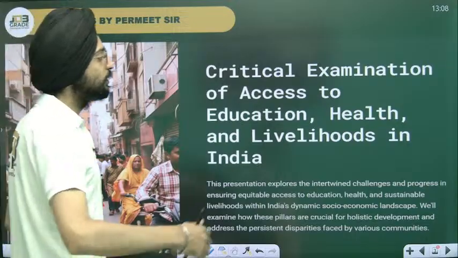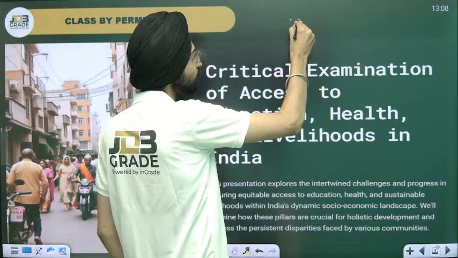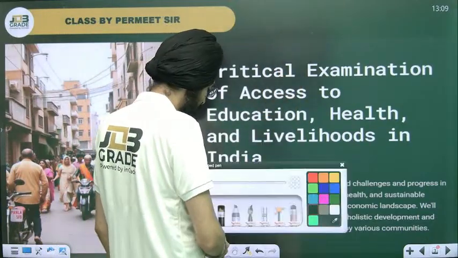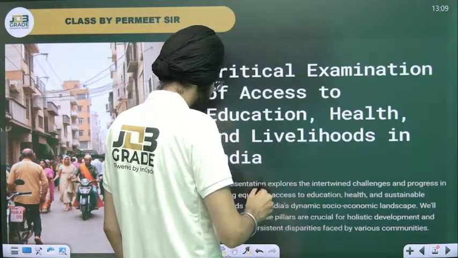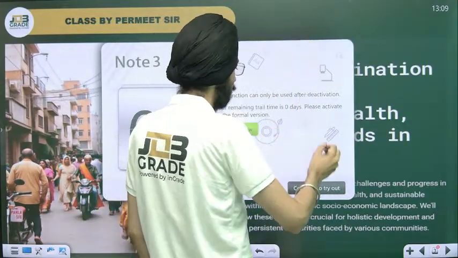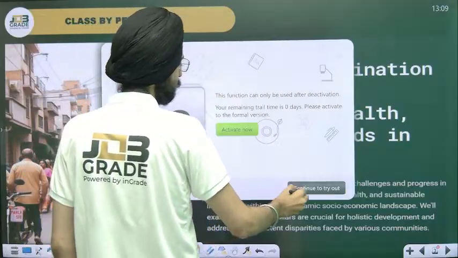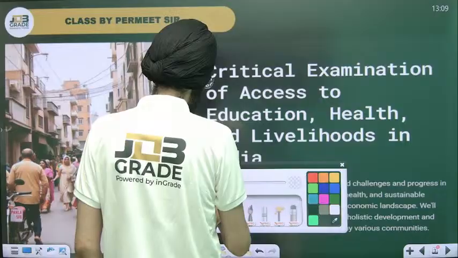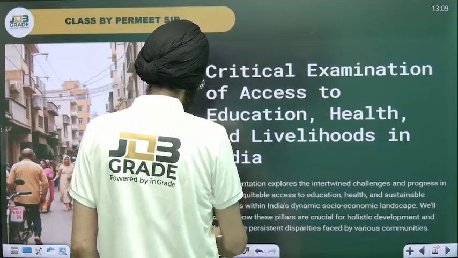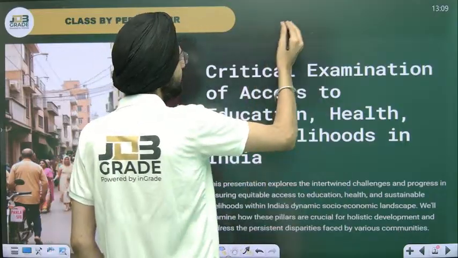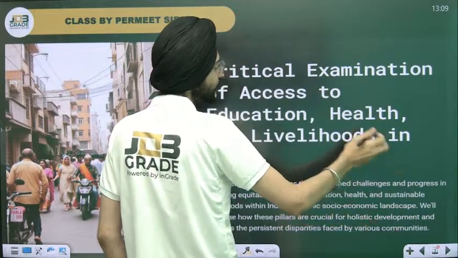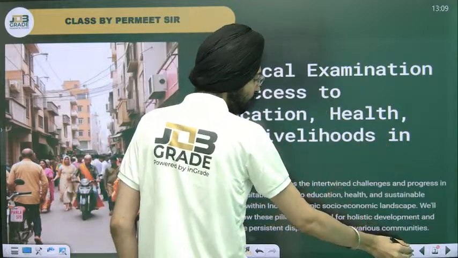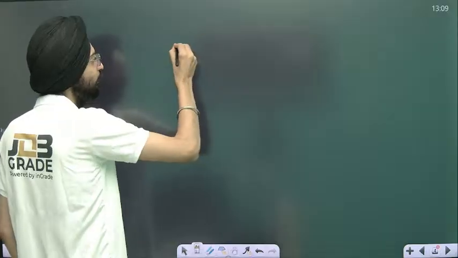So again, we're going to study the intersection of these points. Take an example. You must have studied what a Venn diagram is. You must have studied what we call the intersection of 3 points. That is education, health, and livelihood. We're going to study this. Take an example of a Venn diagram.